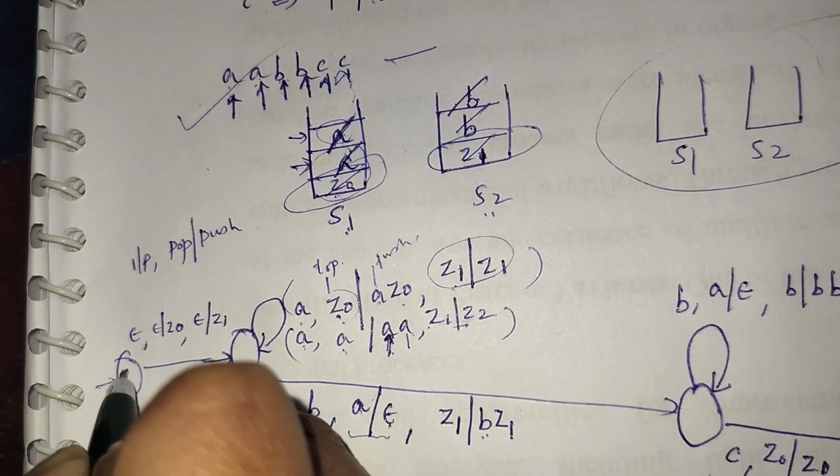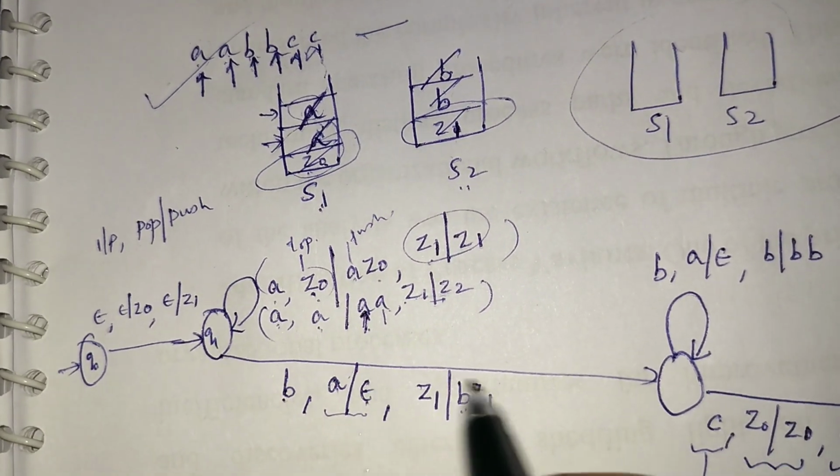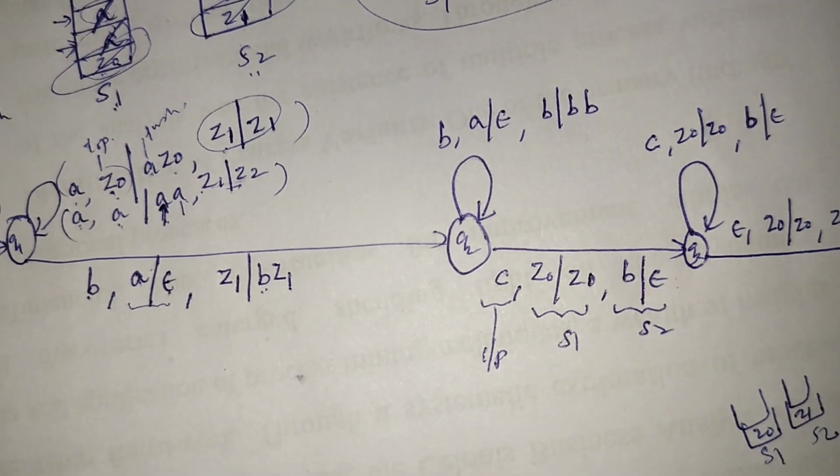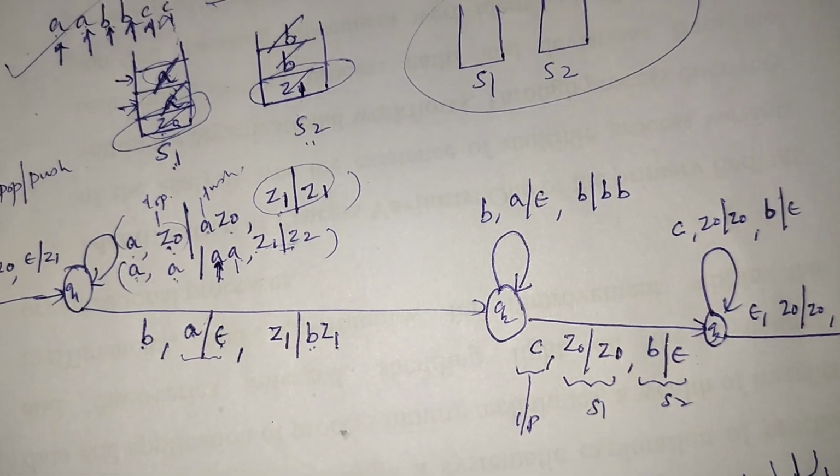So this is Q0, this is Q1, this is Q2, this is Q3, and this is Q4. This is how we draw the transition diagram for a 2-PDA.